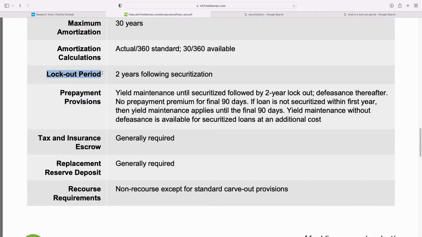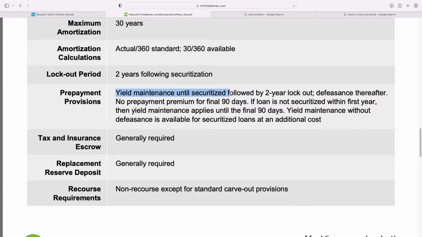So let's look at our lockout period. You have a lockout period of 2 years following securitization. So what does this mean? This means that for 2 years you will not be able to refinance this loan at all. So you're locked into this loan for a minimum of 2 years.